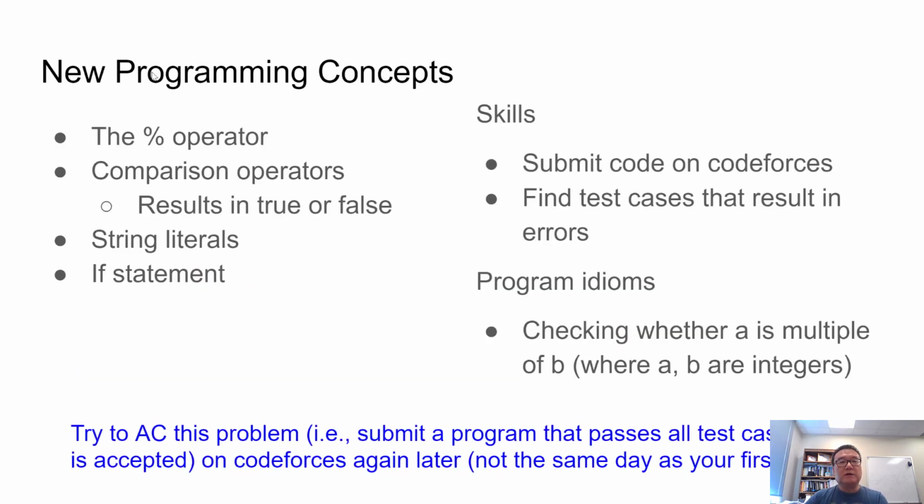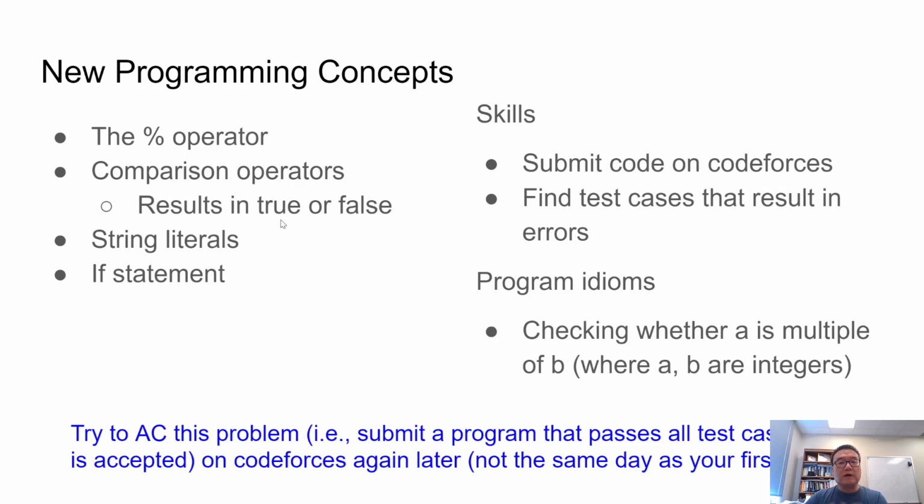So to recap, for this problem, we learned the mod operator and the comparison operators, which compare two numbers and result in a value that's true or false, and the string literals, and most importantly, the if statement. And we showed how to submit code on Codeforces and also find the test case that results in errors. These are things that you will be doing a lot in this course. And we also showed how to check whether an integer is a multiple of another integer. We simply do a mod b and then compare that with 0.